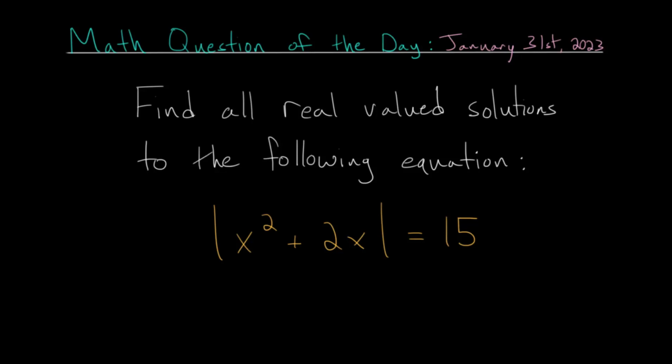In this video, I'd like to talk about the math question of the day for January 31st, 2023. And with this problem, we need to find all real valued solutions to the following equation here. This absolute value of x squared plus 2x is equal to 15. And for absolute value equations, especially when we have quadratics, we will need algebra 1 and algebra 2 to solve this.